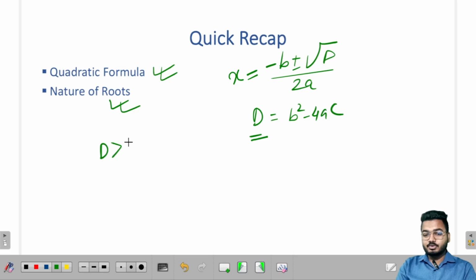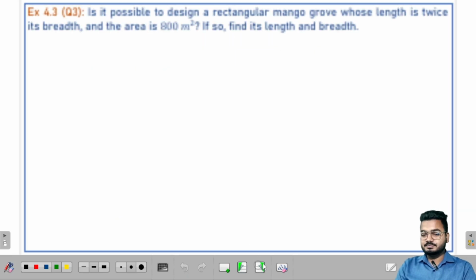अगर D का वैल्यू पॉजिटिव आता है, both the roots will be real and distinct. अगर D का वैल्यू 0 आता है, both the roots will be real but both the roots will be equal. And if D's value is negative, then the roots will be complex, or it is also known as the roots will not be real roots.